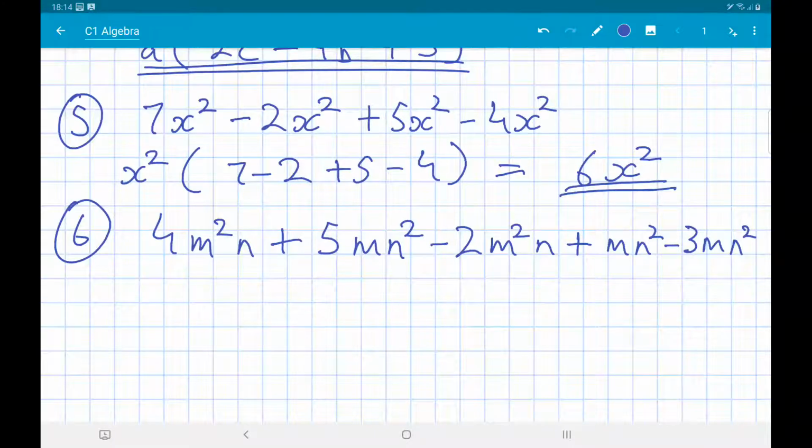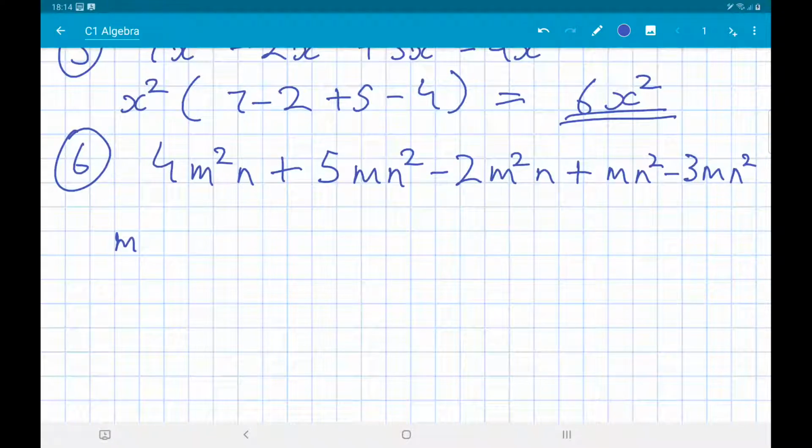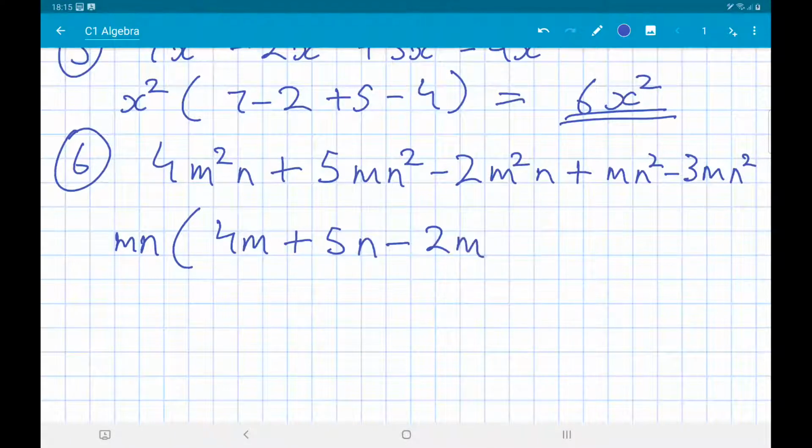Okay, so this is that kind of equation that I'm talking about. Because you have m, which is common in all of them, and you also have n, which is common in all of them. So if you take out mn on the side, for that one we're just left with 4m, because one m has been taken out and n has been taken out. And you're plus 5n minus 2m plus n minus 3n. I believe that does it.